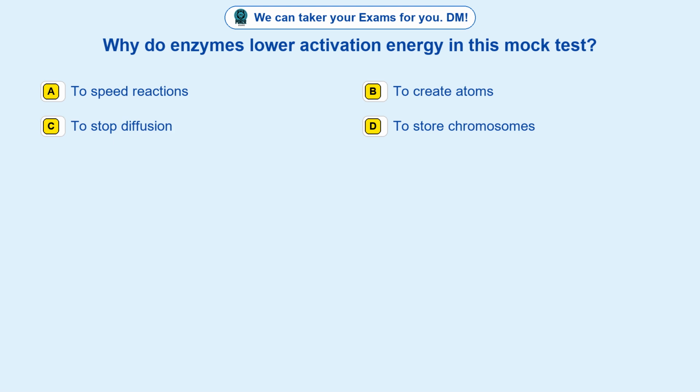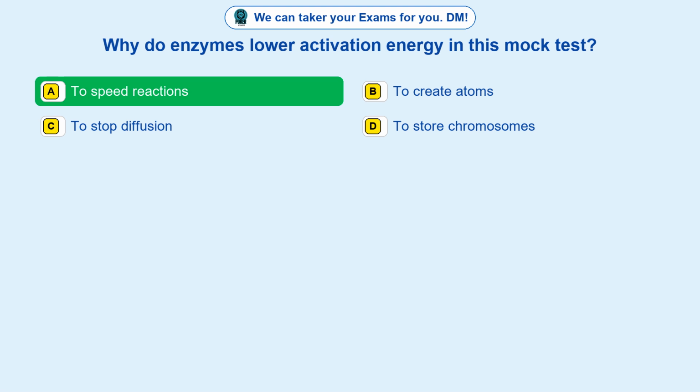Question 5. Why do enzymes lower activation energy in this mock test? Option A, to speed reactions. Option B, to create atoms. Option C, to stop diffusion. Option D, to store chromosomes. The correct answer is option A, to speed reactions.